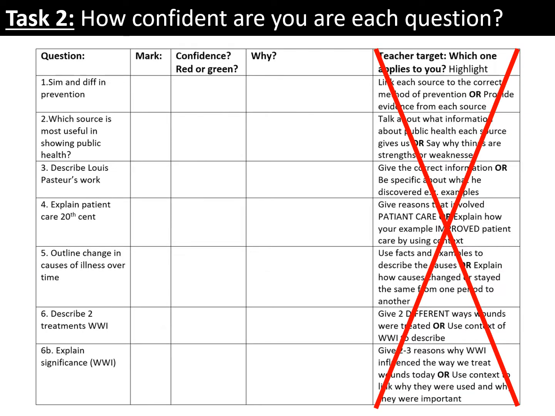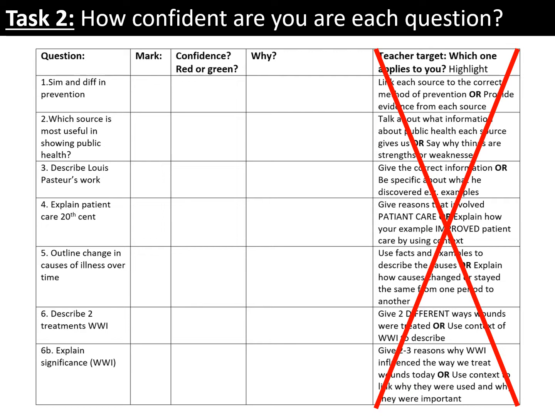Next part of the reflection sheet then looks like this. It's a big table. What I've done is I've written the 6, but technically 7 questions out on the first column. Okay, so question 1 is a similarity and difference, and it was all about prevention. Question 2 was which source is most useful, and it was about public health. Question 3 was a describe question, and you had to describe Louis Pasteur's work. Question 4 is an explain, and you had to explain why patient care improved in the 20th century.